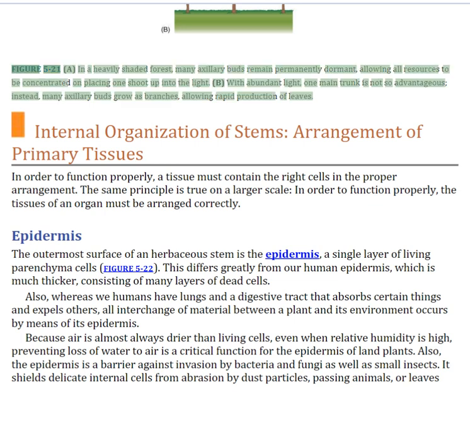Figure 5.21. In a heavily shaded forest, many axillary buds remain permanently dormant, allowing all resources to be concentrated on placing one shoot up into the light. With abundant light, one main trunk is not so advantageous. Instead, many axillary buds grow as branches, allowing rapid production of leaves.